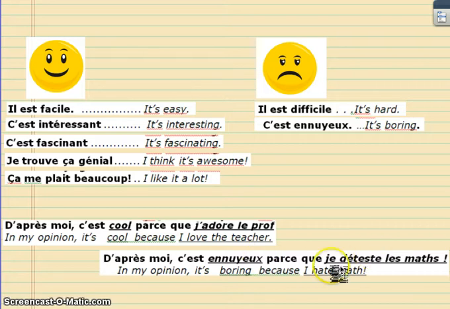On the flip side, you could always put a negative review of a class by filling in a reason that expresses why you don't like it. D'après moi, c'est ennuyeux parce que je déteste les maths. In my opinion, it's boring, but that's just because I hate math. Like, I'm not holding it against the teacher or anything else. It's just math's not my thing. Or, d'après moi, c'est ennuyeux parce que je n'aime pas le prof. Maybe in your opinion it's boring because you don't like the teacher.